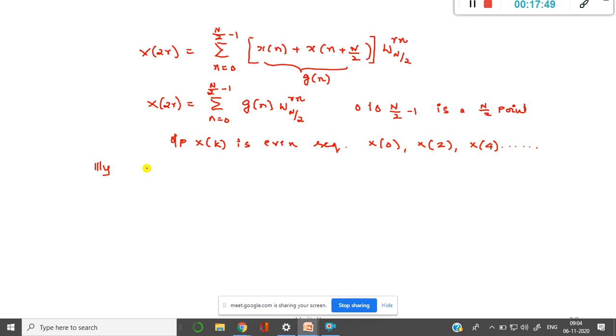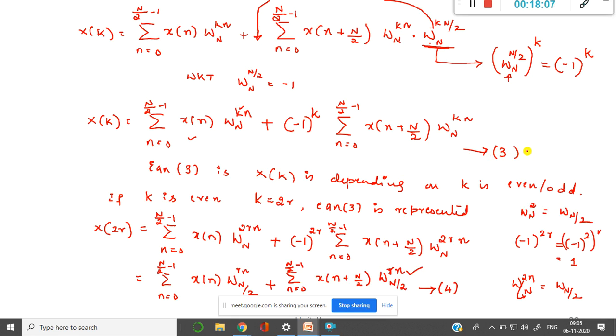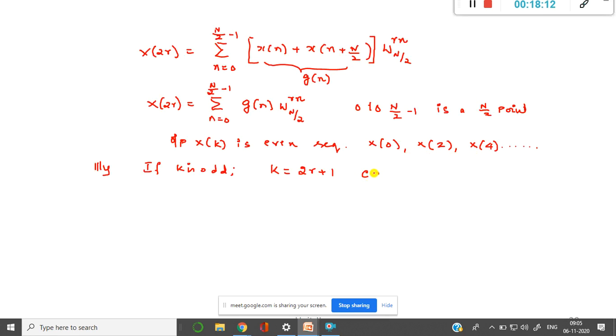Similarly, if k is odd, how do you put it mathematically? k equal to 2r plus 1. In which equation will you put this? Let me go back, and in equation 3 I will put this for odd sequences, that is, put k equal to this in equation number 3. So x of 2r plus 1 is equal to summation n runs from 0 to N by 2 minus 1, right?